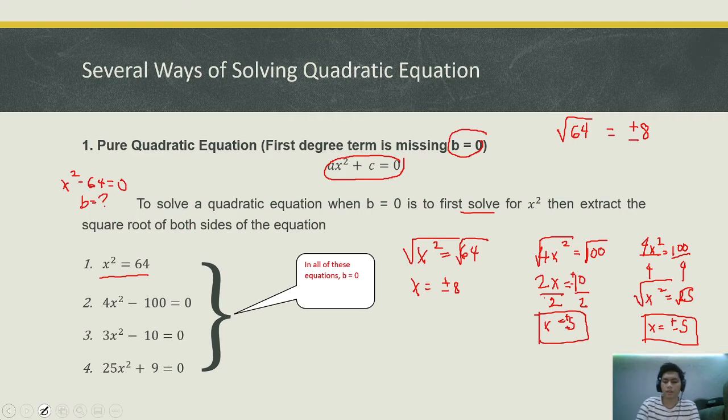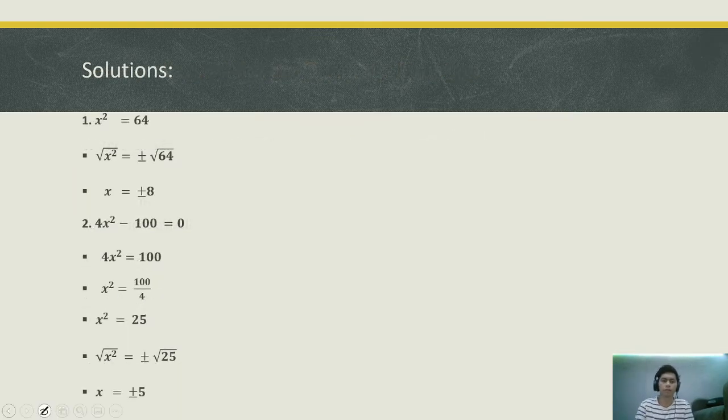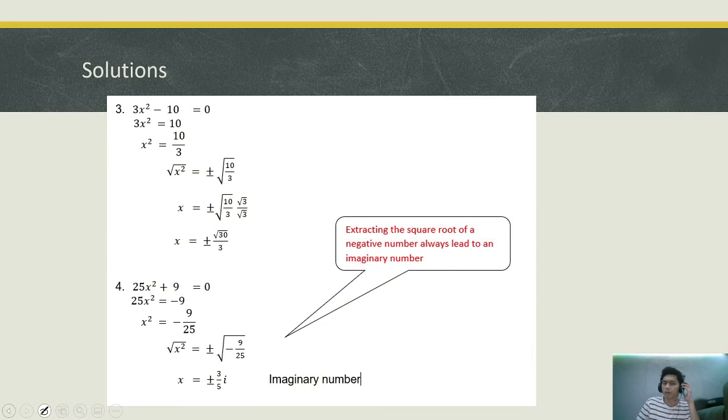Same goes with the other numbers, number 3 and number 4. Here are some solutions of the answers from 1 and 2, and for 3 and 4. For number 3, 3x squared is equal to 10. So you just transpose, and then again, if you are going to extract the roots of x, you have two values, positive and negative. Therefore, this is our final answer.